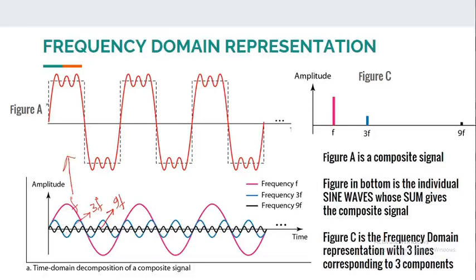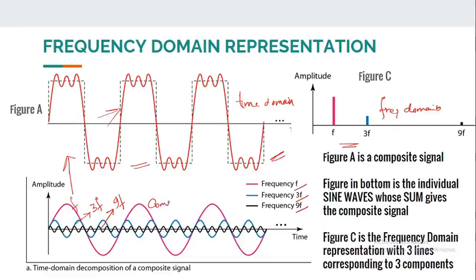Or if we have a wave shape like this in time domain, this is the time domain. Its frequency domain will be like this. This is the frequency domain representation of this particular waveform. How is it obtained? It is broken into components. It has three components, f, 3f and 9f, each with an amplitude like this. So it can be represented as f with a high amplitude, 3f with a smaller amplitude and 9f with a very small amplitude. Okay, this is the frequency domain representation. This is called the composite signal and these are called components.